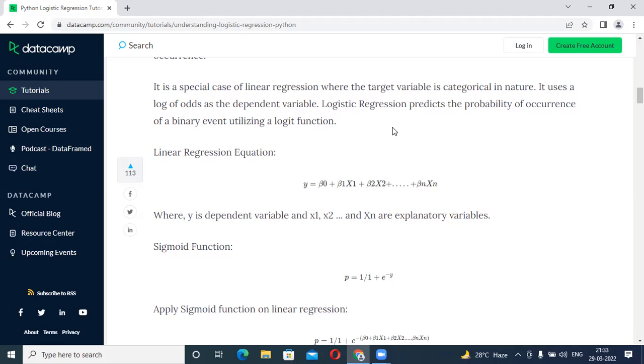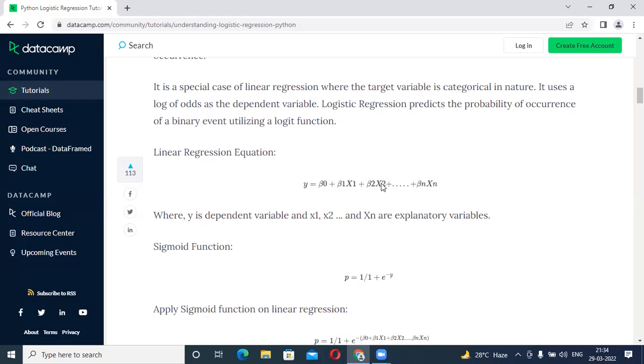It uses the log of odds as a dependent variable. Logistic regression predicts the probability of occurrence of a binary event utilizing the logit function. Right? In a linear regression model, or linear regression equation, we know that y is equal to beta 0 plus beta 1 x1 plus beta 2 x2 plus ... plus beta n xn, where beta is the coefficient of x1, x2, up to xn. So this is basically the equation of multiple regression, right?